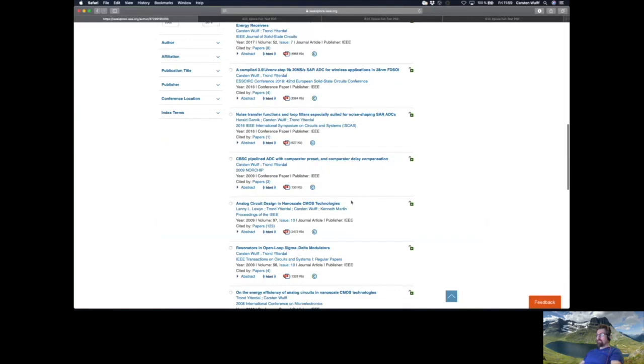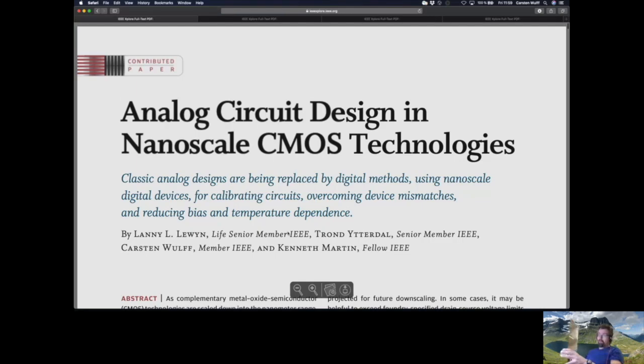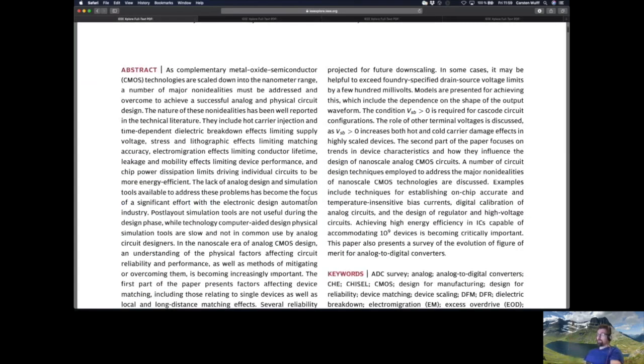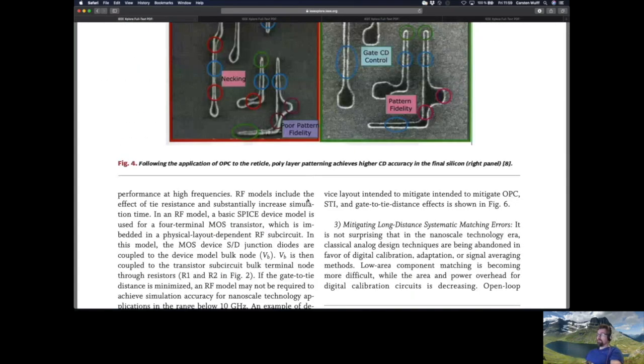When it comes to analog design, especially nanoscale technology, this is a paper I would recommend. Actually, it's going to be in the curriculum. And we're going to go through in a bit more detail why this is important, what the different effects are, and so on.